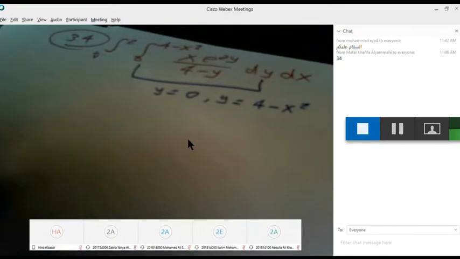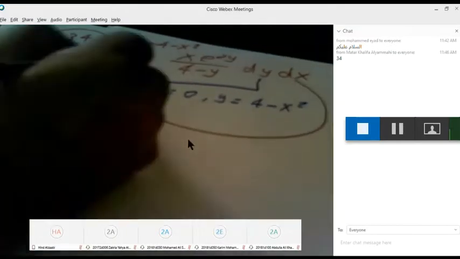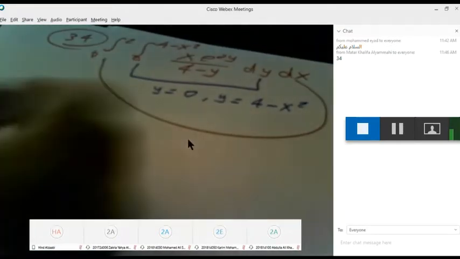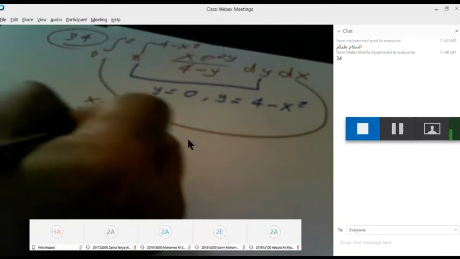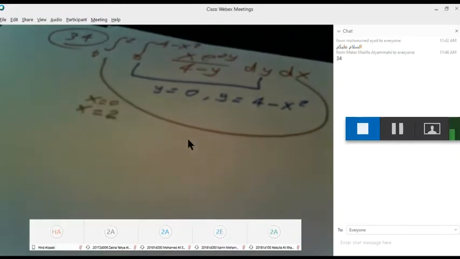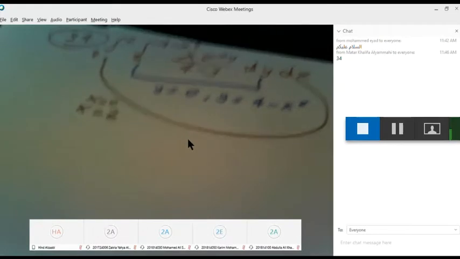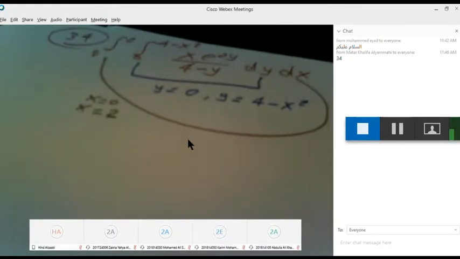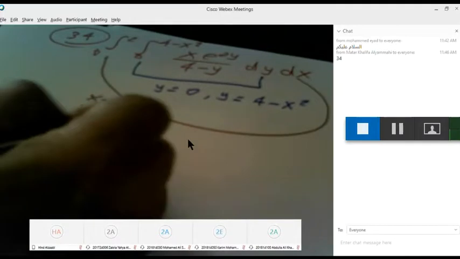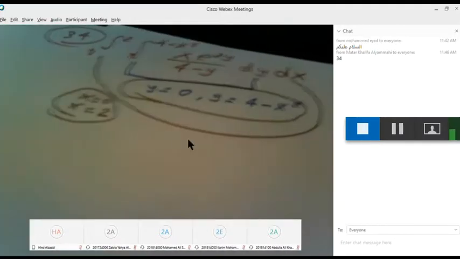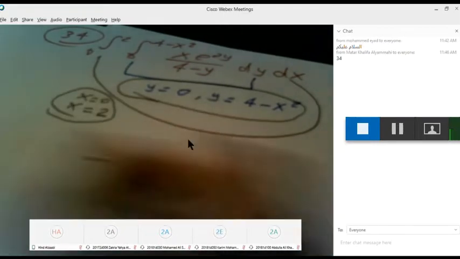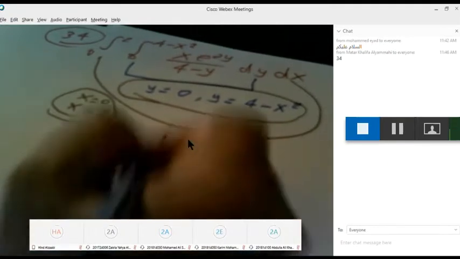This is the lower bound, y equal to 0. The upper bound is y equal to 4 minus x squared. This is part of my region, which I'm going to sketch. And x from 0 to 2, which is a vertical line. x equal to 0 is the y-axis, x equal to 2 is a vertical line parallel to the y-axis, and y equal to 0 is the x-axis. y equal to 4 minus x squared is a parabola.